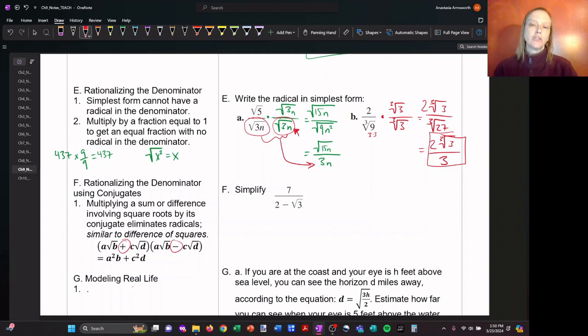And so what we're going to do here is multiply again by a fraction equal to 1, but we're going to multiply by 2 plus the square root of 3 over 2 plus the square root of 3. How did I choose that expression? Because it's the conjugate of what I currently have here in the denominator, 2 minus the square root of 3. So I flipped the sign on that binomial.